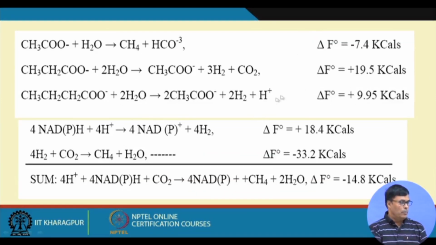Another very interesting thing: when we considered acetic acid converting to methane, the free energy change is minus 7.4 kilocalories, whereas for propionic acid you require plus 19.5, and for butyric acid it is 9.95. From this we can easily say that propionic acid degradation is much less favorable as compared to that of acetic acid and butyric acid.